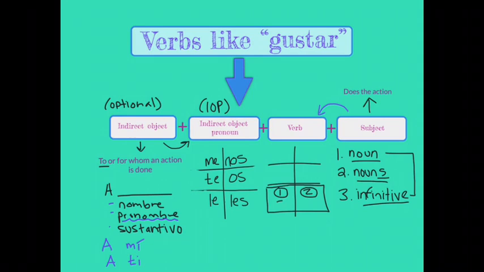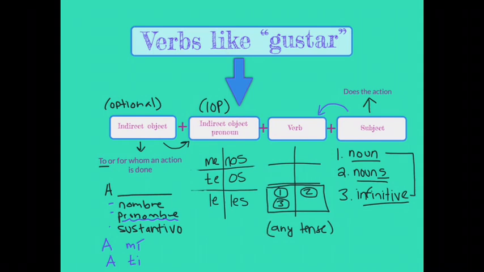Now, for infinitives, because they're concepts, you can't actually touch this thing. They're just ideas. Those are considered singular as well. So again, if you have a singular noun or an activity or a whole list of activities, doesn't matter how many verbs there are in a row, you have to use the singular.